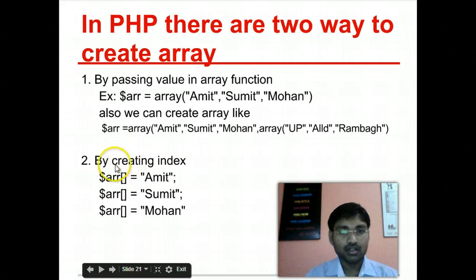And the second way, by creating an index, we can easily create an array by passing the index, like variable name, bracket, and after that the variable's value.